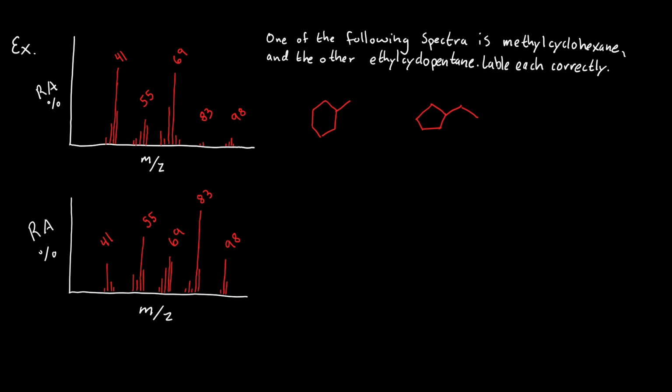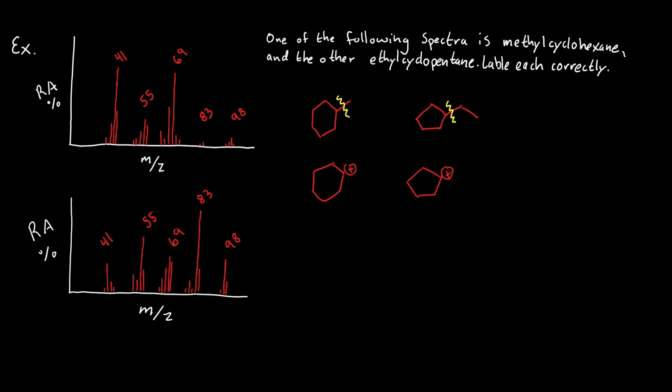So when we shoot our electrons at our molecules, the first thing to break off is anything that's sticking off of a ring. So for methyl cyclohexane, we'll break off our methyl group, and for ethyl cyclopentane, we'll break off our ethyl group first. What those will leave behind is a hexane with a positive charge and a pentane with a positive charge.